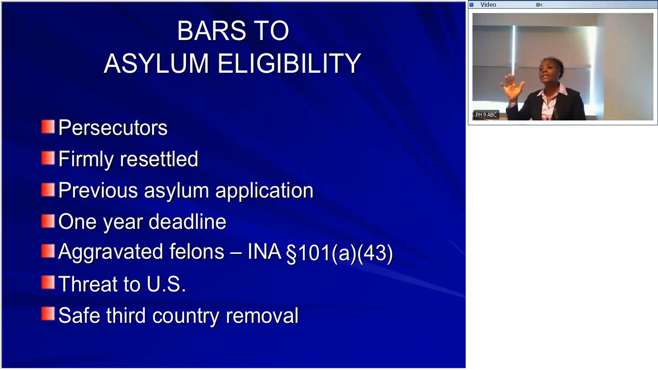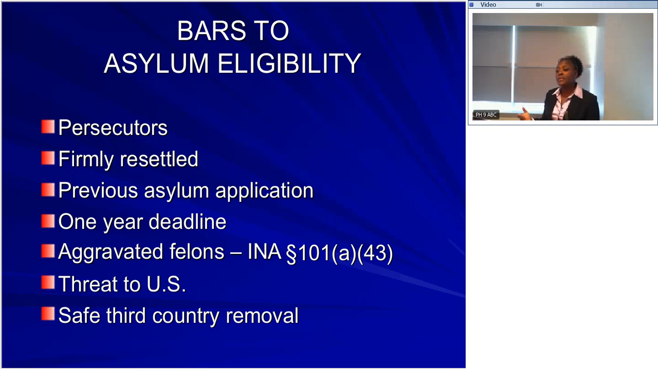The one-year deadline issue. If you file your application more than 1 year after arrival and you can't meet one of the exceptions to the one-year deadline, then you're barred from asylum. That doesn't bar you from other humanitarian forms of relief, but the benefits that you get as a result are substantially reduced in comparison to an asylum grant.